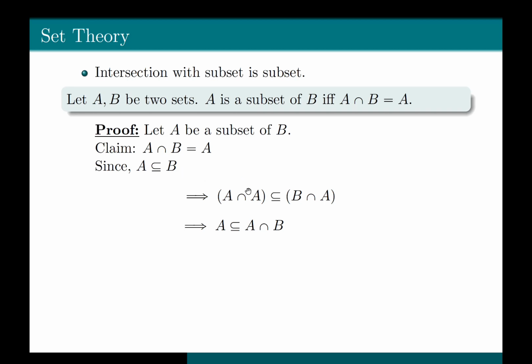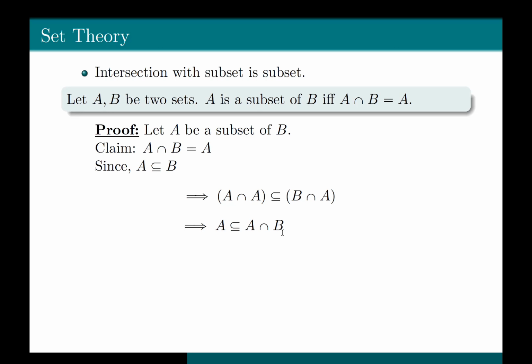So we take S equals A over here. We take S equals A, and therefore we will have that A intersection A is contained in B intersection A. That is, A intersection A is a subset of B intersection A. Now we have seen the idempotency condition, and we will have that A intersection A is A. We have already seen the proof, and thus we have that A is a subset of A intersection B.